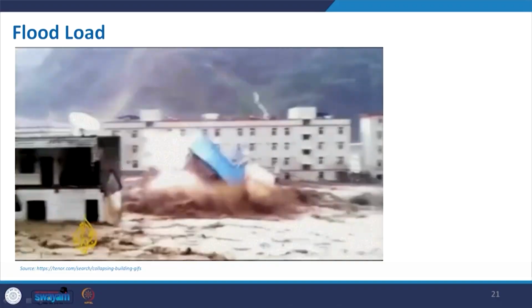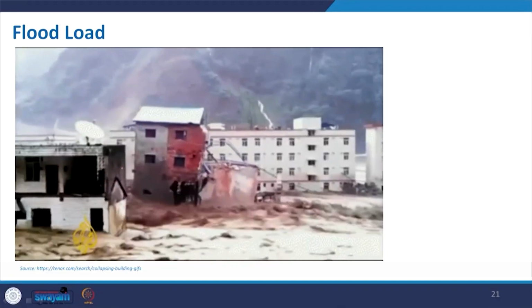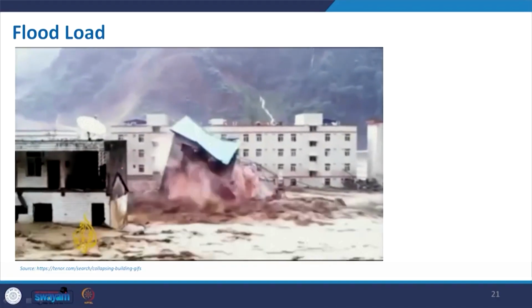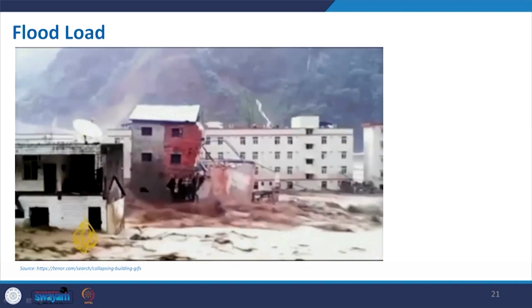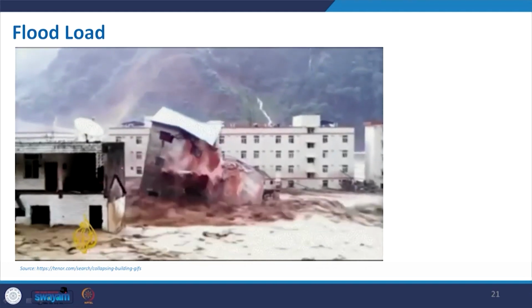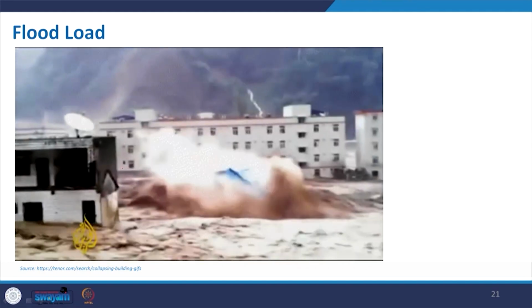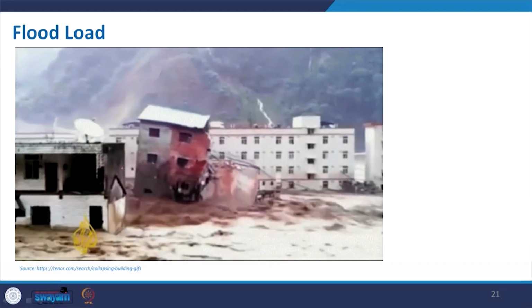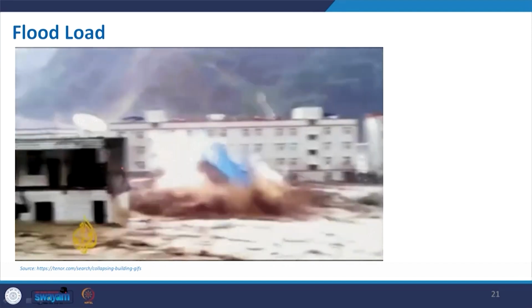So, let us see the next GIF image. You can see that due to flood, what is the situation? The building is totally collapsed, and recently in India, in Uttarakhand, we have also experienced a similar kind of thing due to the heavy unprecedented rain and flood, and many buildings collapsed.